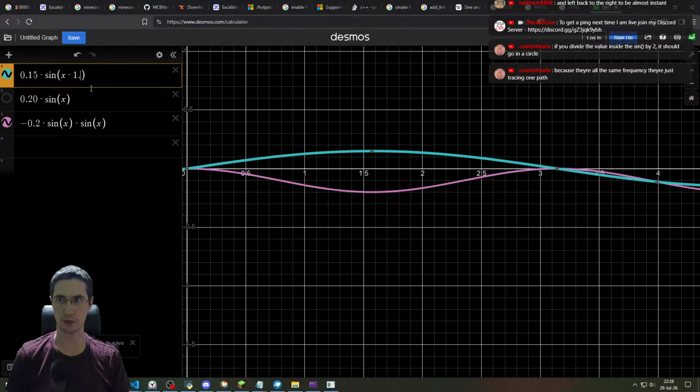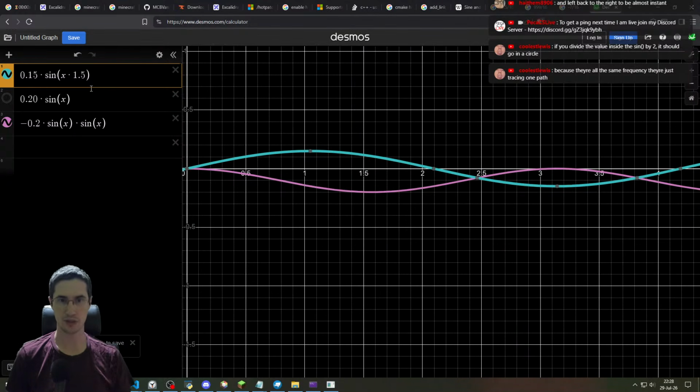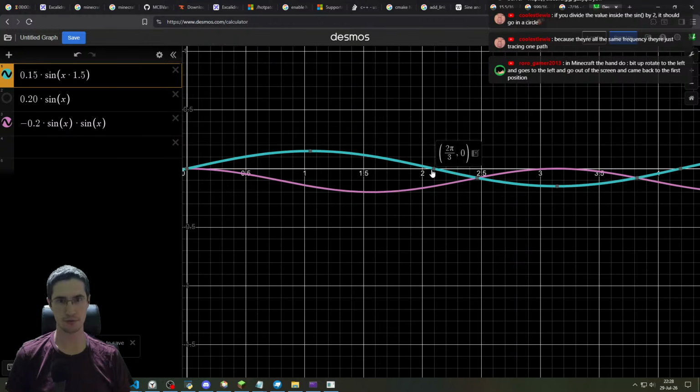Okay, what if we multiply by 1.5? By 1.5, this is where it goes back. So it goes forward and it goes a bit backward as well.